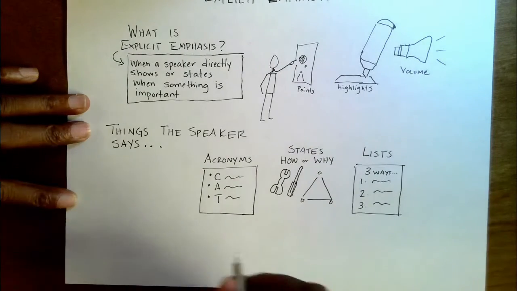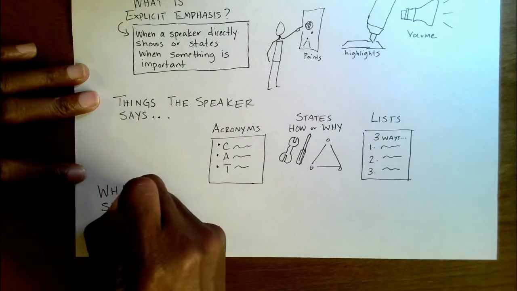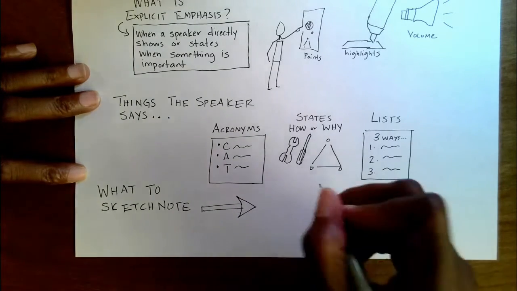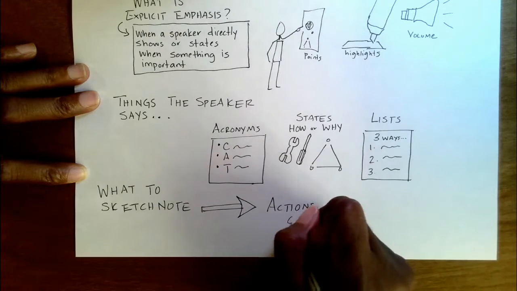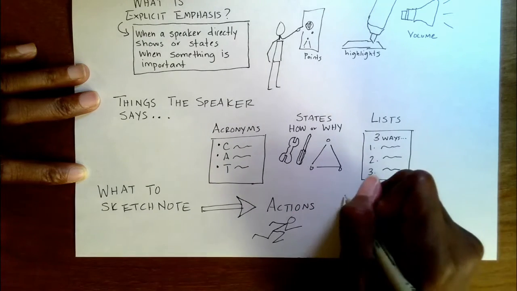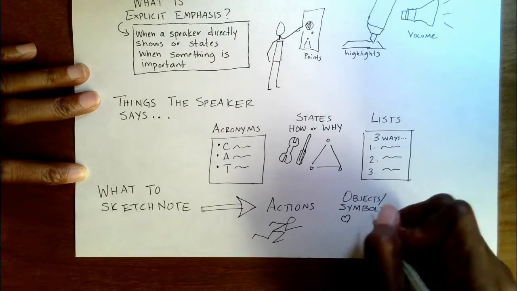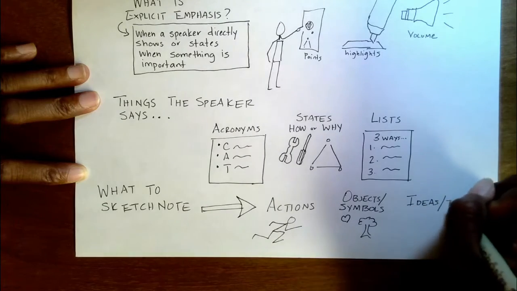And so as you're listening, you should be sketch noting, and you're probably wondering, well, what do I sketch note? Some things that you could sketch note are actions, and you may use stick figures to show actions that the speaker is talking about. You could also use symbols or draw pictures of objects that you hear the speaker talking about. Or as you hear ideas and you think of things, you could put those in speech bubbles.